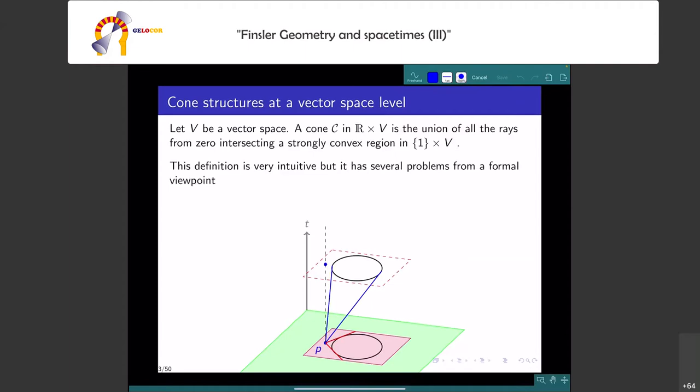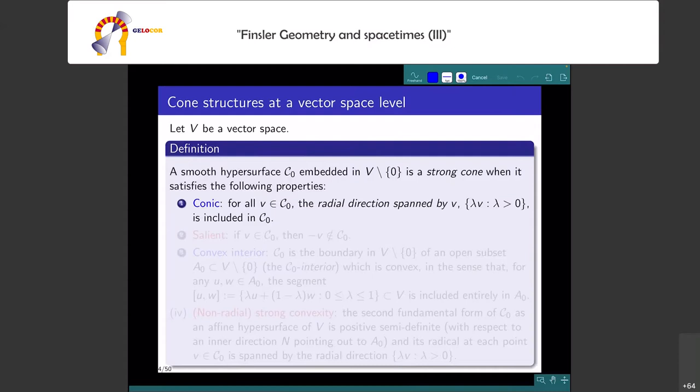This definition of cone is very intuitive, but from a formal viewpoint there are some problems. We can do it in a better way, because to begin with, we need a splitting R times B. So is it possible to do this definition in a more abstract way? Well, we have the abstract definition. Of course, there are several conditions. It is more difficult to write down, but we don't need any splitting.